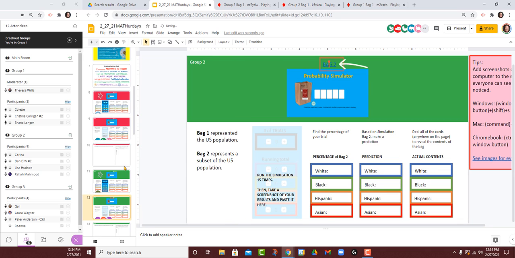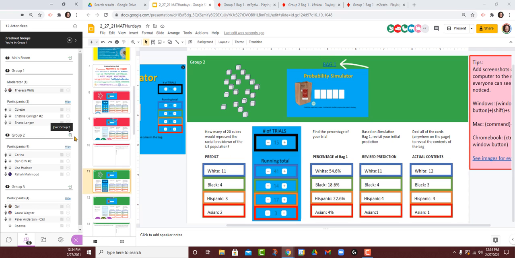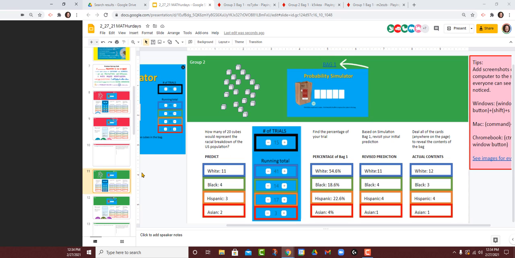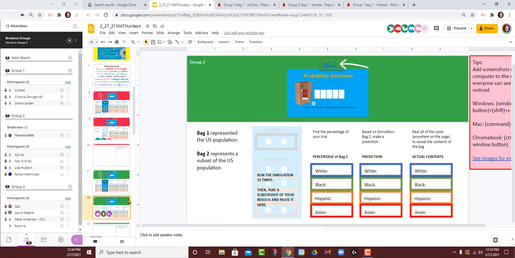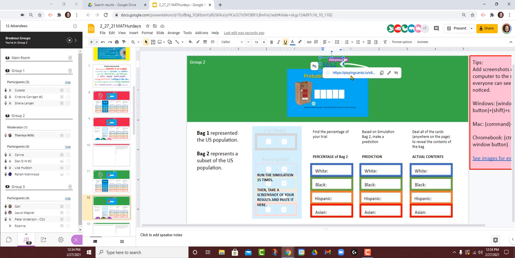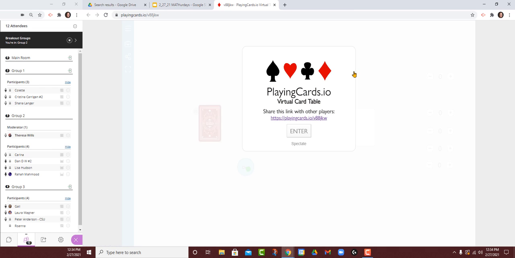What slide are we on? We are now on slide 9. Okay, 9 is a subset. So we have a new bag. Okay, so we got to go to bag 2. Close bag 1. I'm gonna open bag 2. Uh-oh. What happened? Okay, since we're not predicting, I'm going to go ahead and deal.